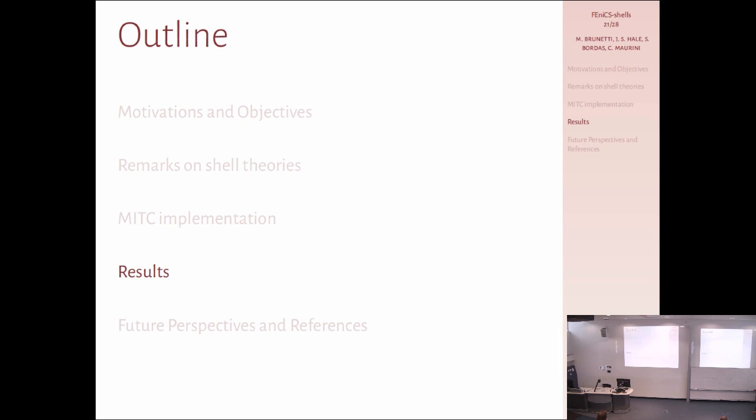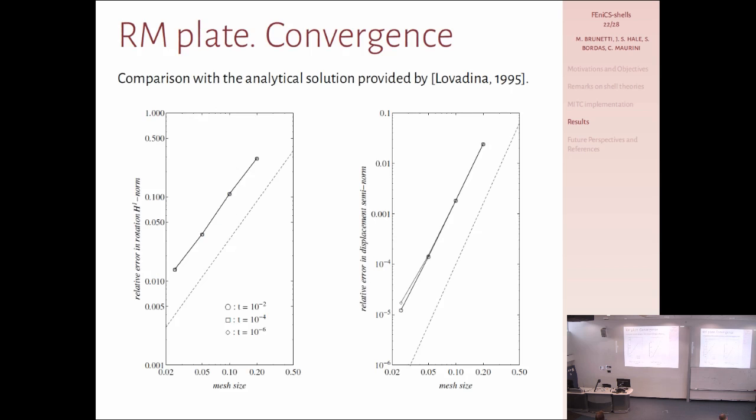Then I would like to show you some results. First, a comparison with the analytical solution provided by Loadina. This is a square clamped plate. And we have, for the H1 norm of the rotation and the relative error for the displacement semi-norm, uniform convergence in the thickness parameter, as expected.